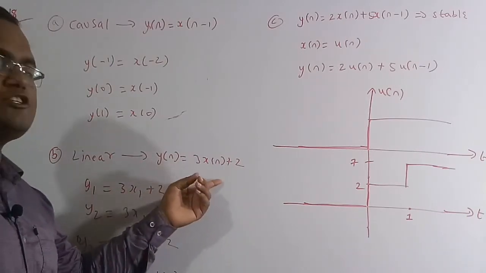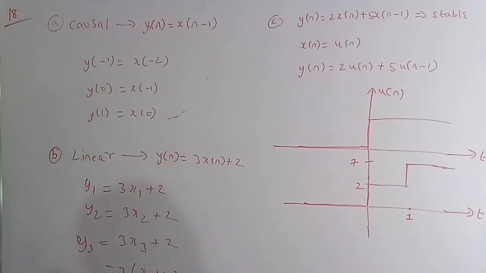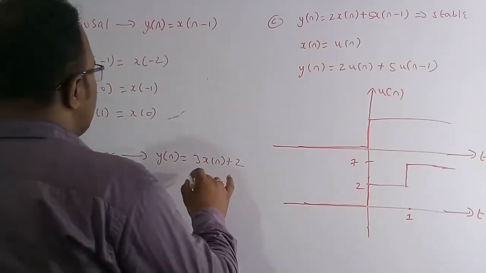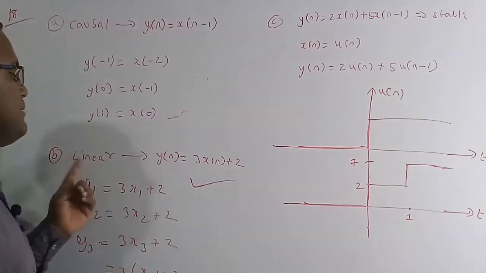But here, whenever the input x of n is equal to 0, we are going to get output equal to 2, which is a non-zero value. So therefore we can conclude that this system is a non-linear system. In the question they asked which one is the incorrect one. So therefore B is the incorrect one.